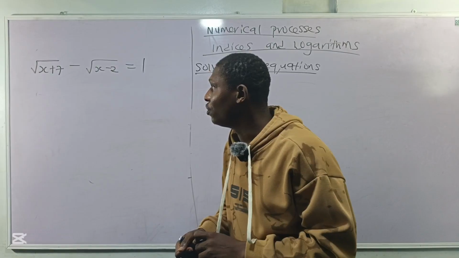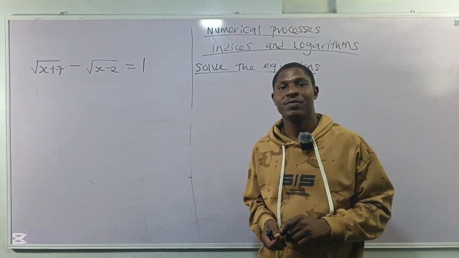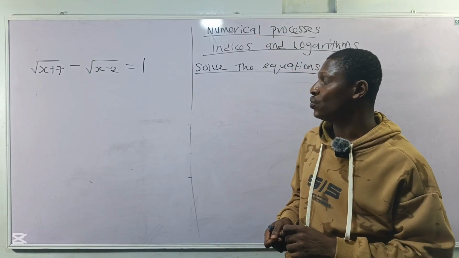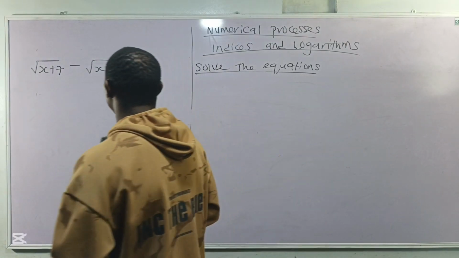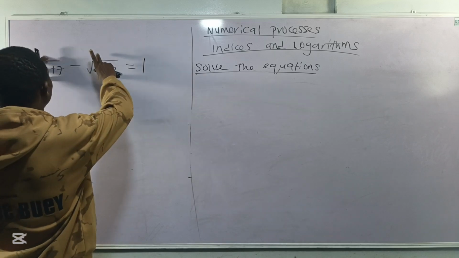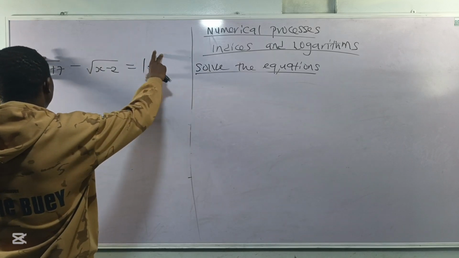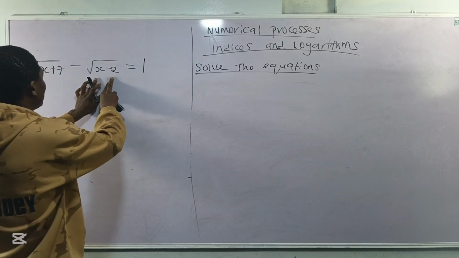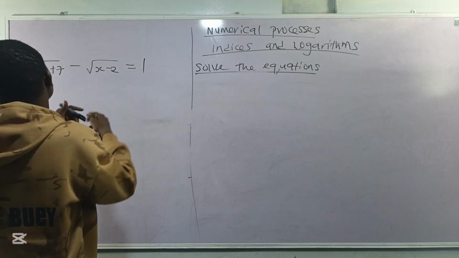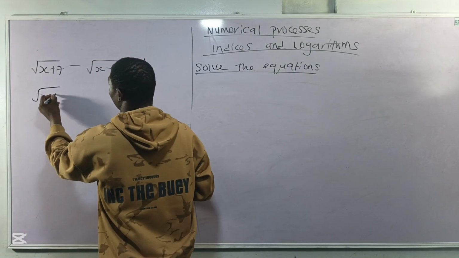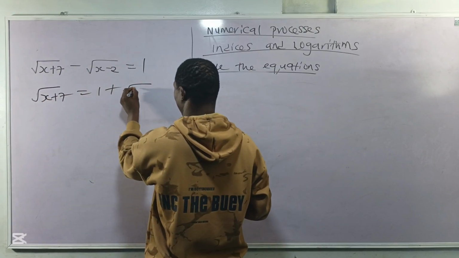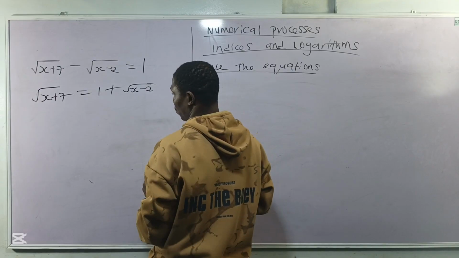We have another question on the board. We have root x plus 7 minus root x minus 2 equal to what? 1. How are we to find the value of x? Again, the best is to remove one of the roots. Take one of the roots to the other side. I'll choose minus root x plus 2 so that when it comes here, it becomes what? Positive. So I have root x plus 7 to be equals to 1. This cross becomes plus what? Root x minus what? 2.